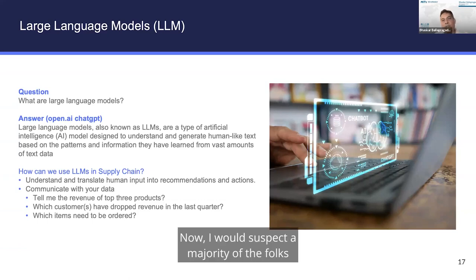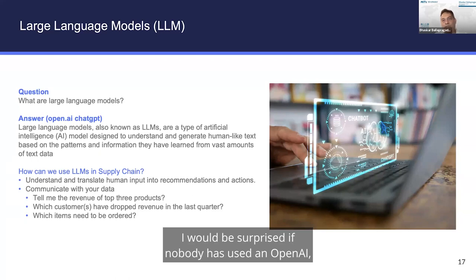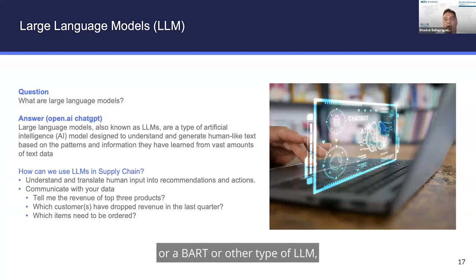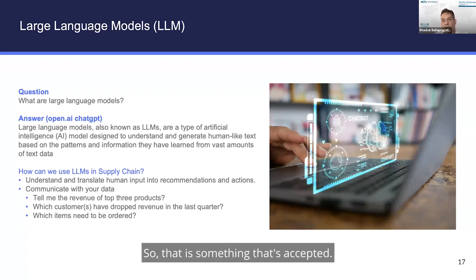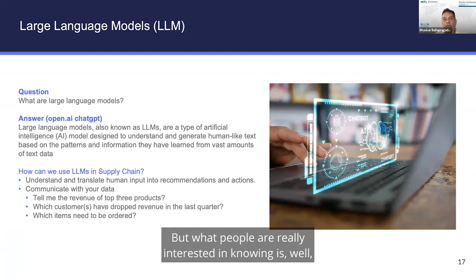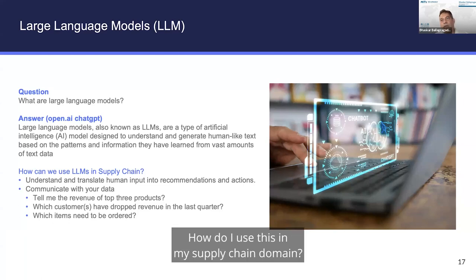Now, I would suspect the majority of the folks listening in have already used one. I would be surprised if nobody has used OpenAI or Bard or another type of LLM, putting in a prompt and getting some responses back. So that is something that's accepted. But what people are really interested in knowing is, okay, now how do I use this in my daily work? How do I use this in my supply chain domain?